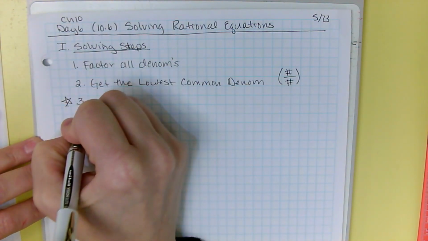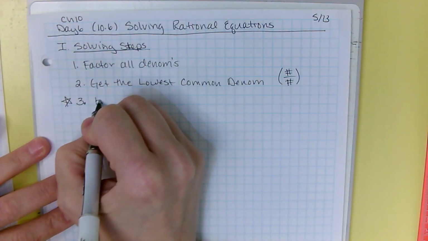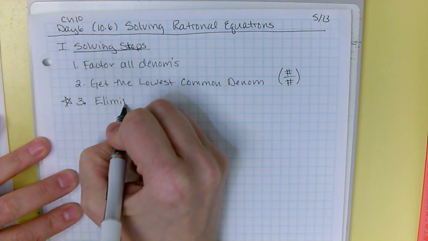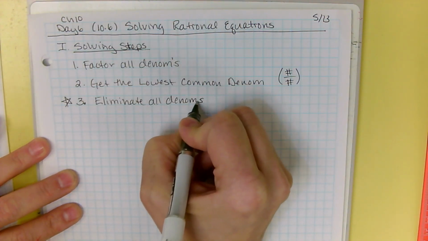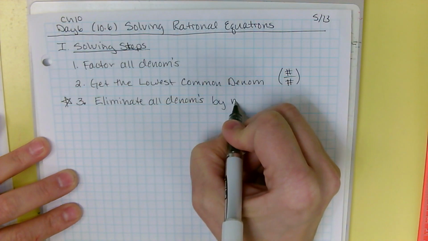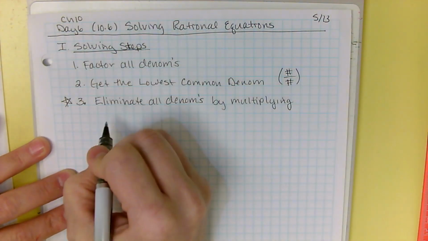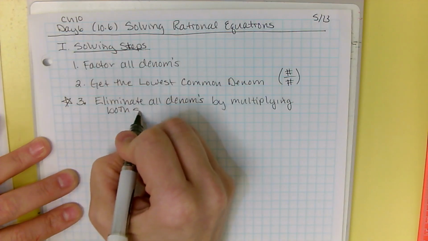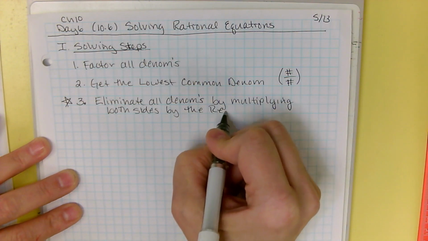All right. Step 3, this is the step that's particular to solving. You can only do it when solving because solving is the only time you have an equal sign. So what you're going to do in step 3 is you're going to eliminate all of the denominators by multiplying both sides by the reciprocal.